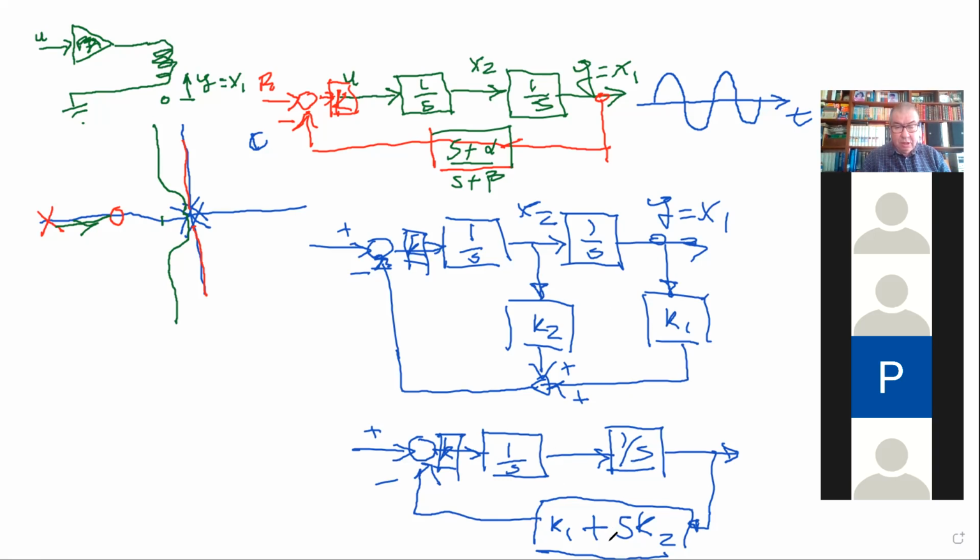Of course, this is non-causal, but it's just for the sake of manipulating the blocks to compute the transfer function. So what is the transfer function here? How can you get the transfer function? The transfer function between R and Y is what? It's K over S squared, over 1 plus K over S squared, K1 plus S, K2.